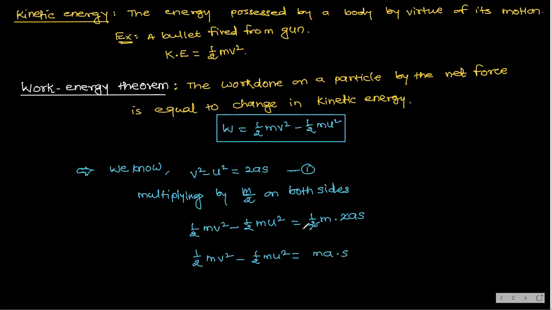Now ma is what, Ray? Force. Ma is force. S is what? Displacement. So therefore, can I write like this? Half m v square minus half m u square is equal to f into s, and which is nothing but W. Yes, no? Right?